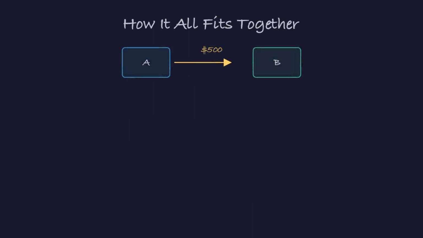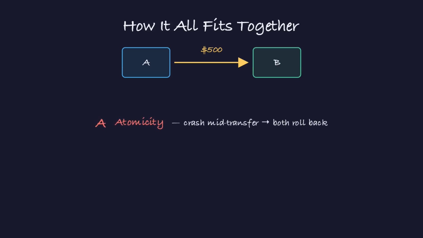Let's bring it back to the bank transfer and see how each property protected us. Atomicity: a crash mid-transfer rolled both operations back. No money lost.